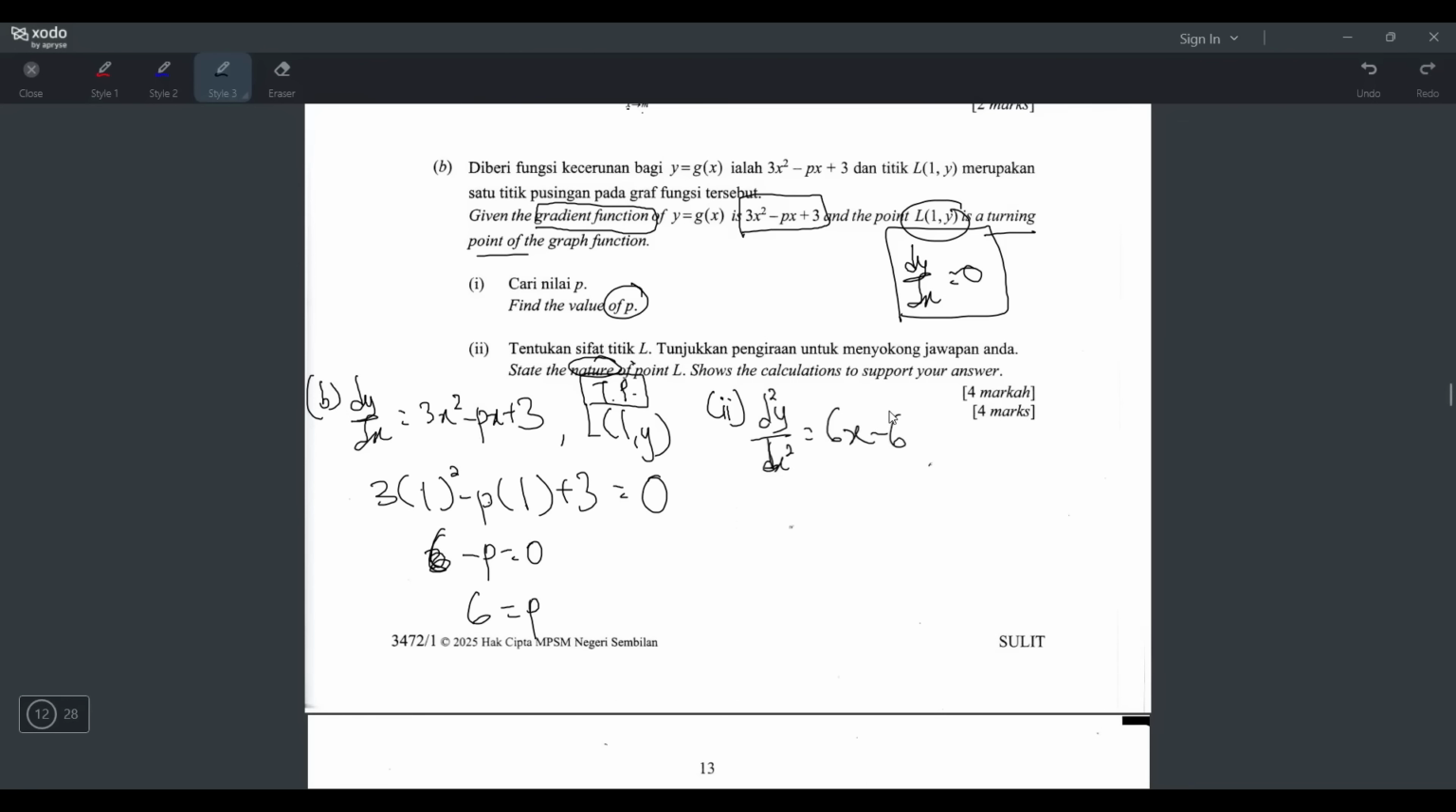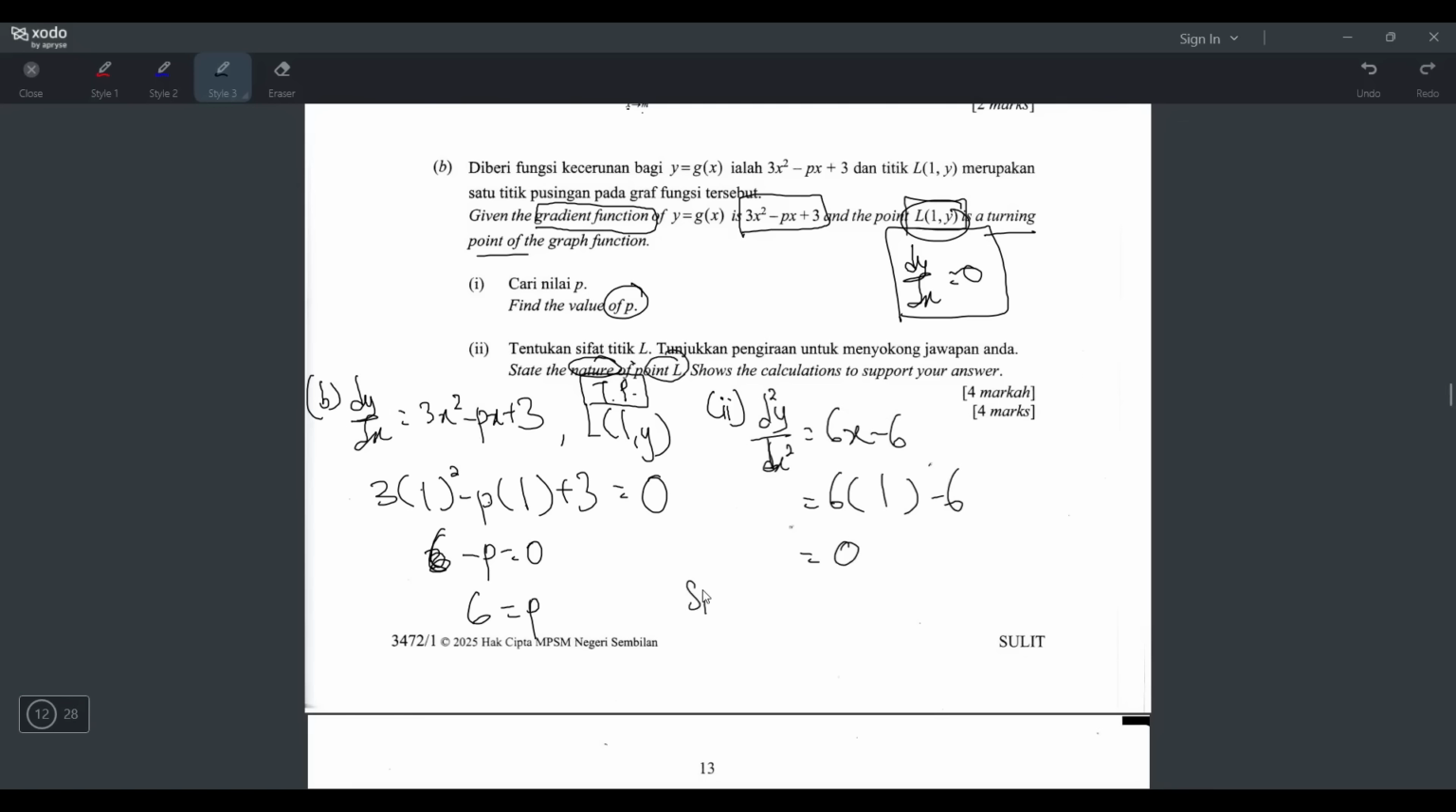Alright, I already finished my second derivative, but you can see it's in terms of x, right? If it's in terms of x, just sub in the turning point you want to test. So you are trying to test for the nature of point L. So just sub in the x value of point L, which is 1, and then you get 0, right? So now you know this turning point is an inflection point, because d2y/dx2 gives you 0. So now we can state the nature.